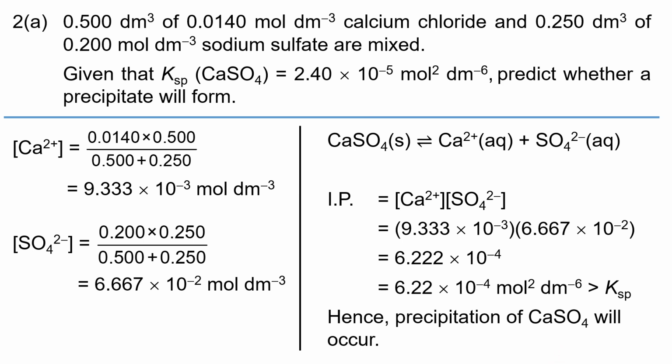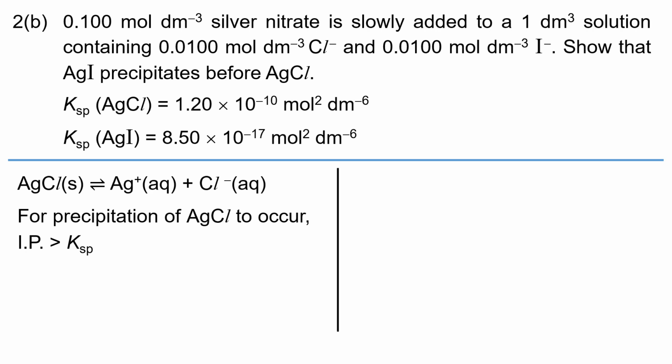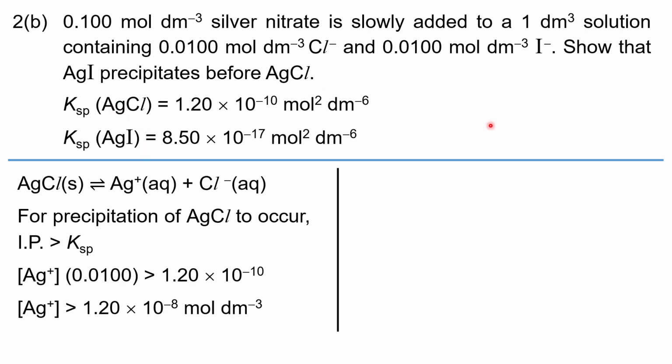Okay. Now move on to question 2b. You're given 0.1 mole per dm cube of silver nitrate slowly added to a 1 dm cube solution containing 0.1 mole per dm cube chloride solution and 0.1 mole per dm cube of iodide solution. Show that the AgI precipitates before your AgCl, and you're given the KSP of your AgCl as well as your AgI accordingly. So for this again, the concept here is this.